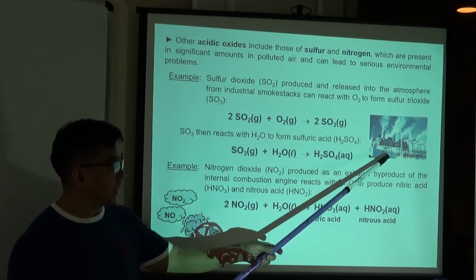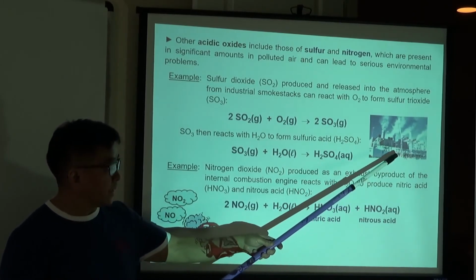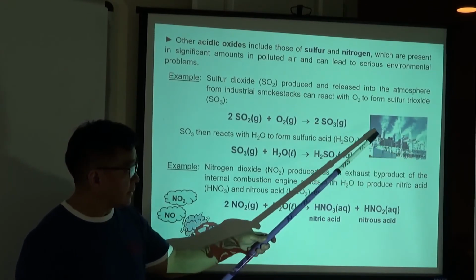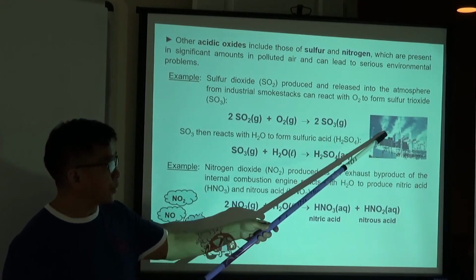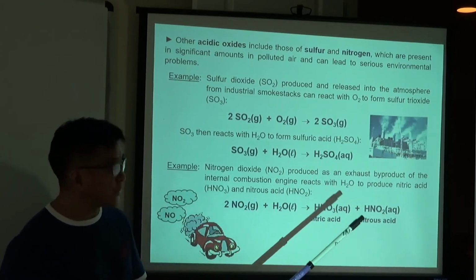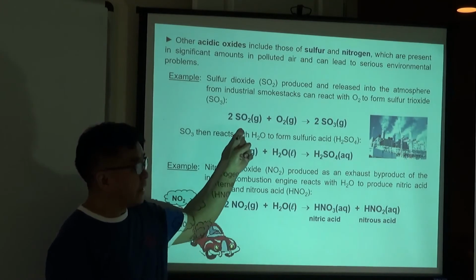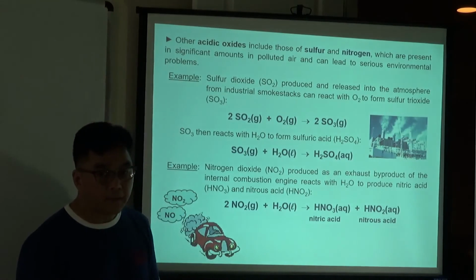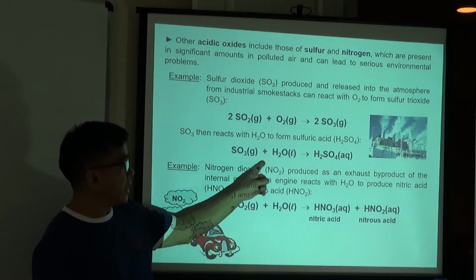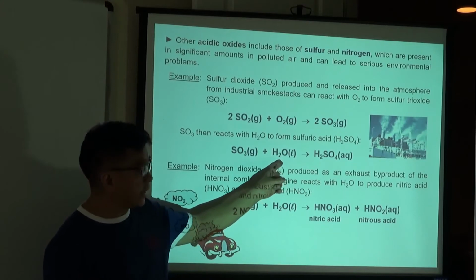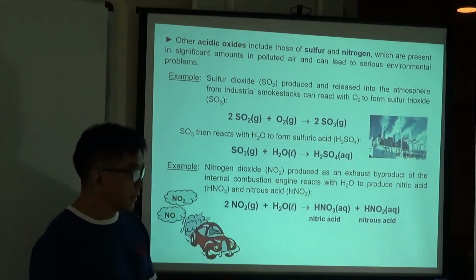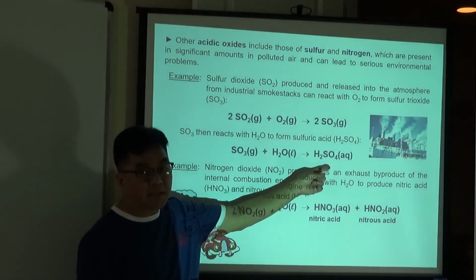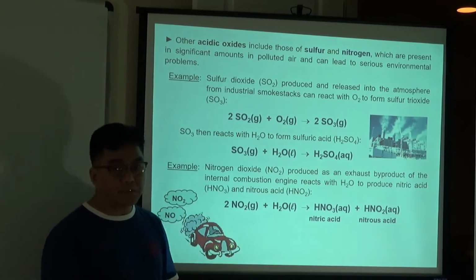Here's another example of an oxide of non-metal: sulfur dioxide, which is a man-made byproduct that comes out of industrial smokestacks. Particularly in the eastern provinces of Canada and the United States, they have a lot of industrial smokestacks producing a lot of sulfur dioxide into the atmosphere. In the atmosphere, the sulfur dioxide can react with oxygen to form sulfur trioxide, and sulfur trioxide reacts with the moisture in the air to form sulfuric acid. So again, oxides of non-metal form acidic substances when they dissolve in solution.